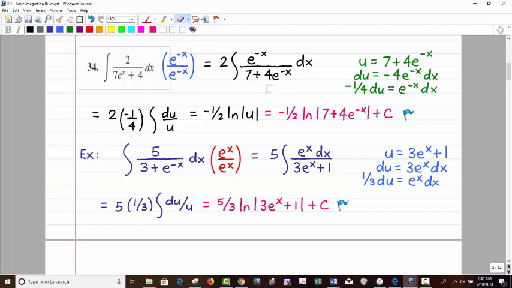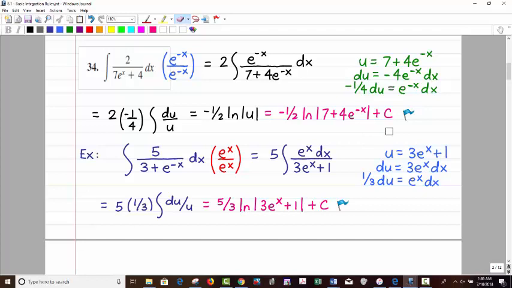And then the entire denominator is just u. So now you have du over u, and this will combine into negative 1/2. Well, du over u to the first power is automatically natural log of u. So it's negative 1/2 natural log of u, and then it's negative 1/2 natural log of the absolute value of 7 plus 4e to the negative x, plus c.